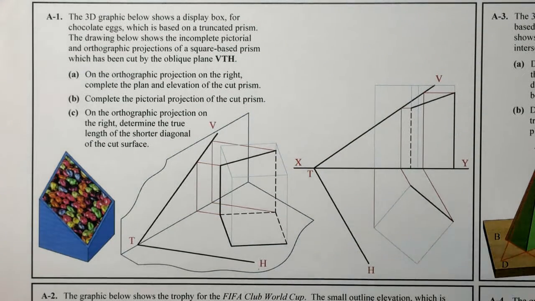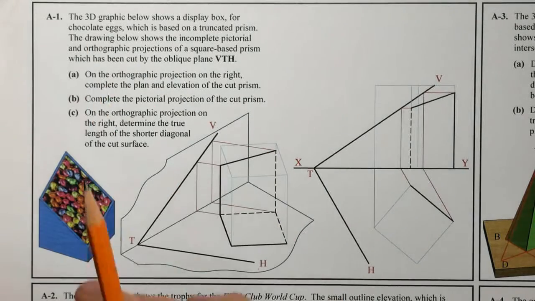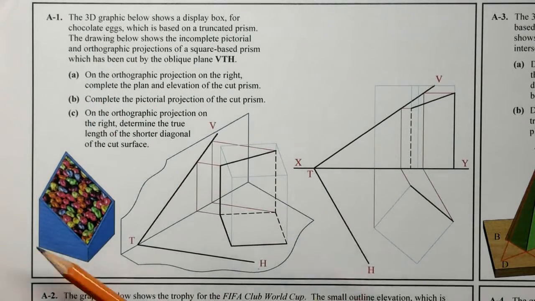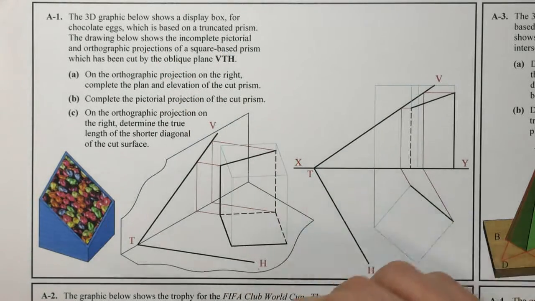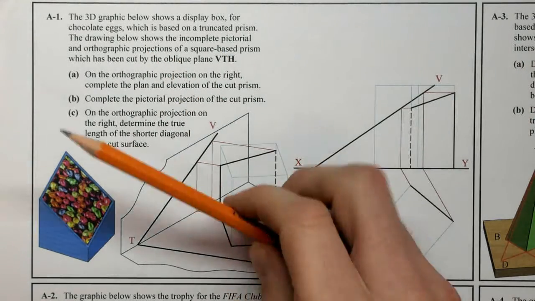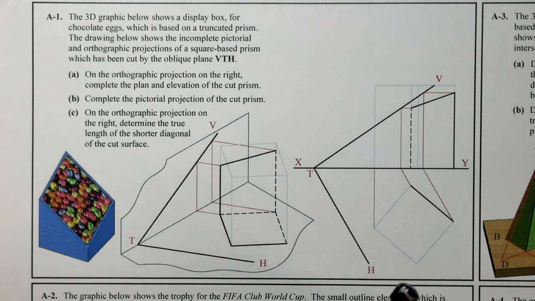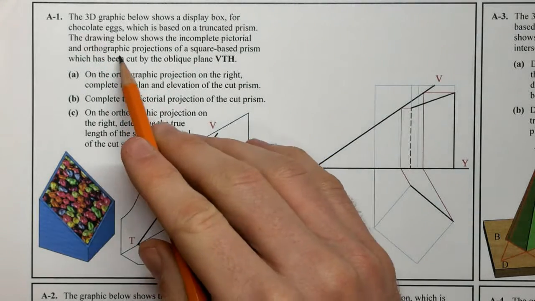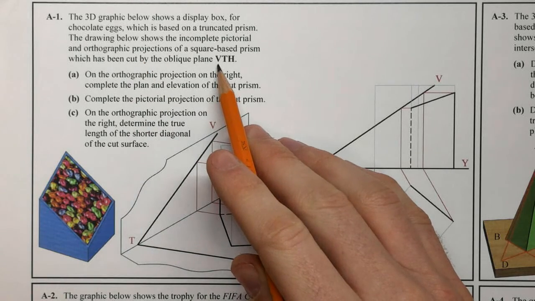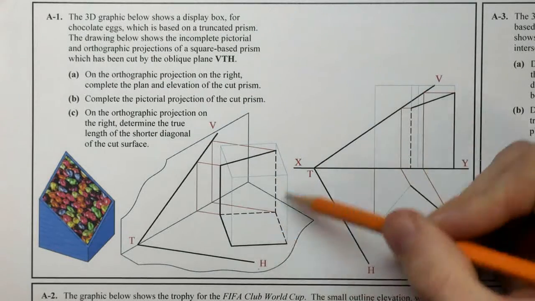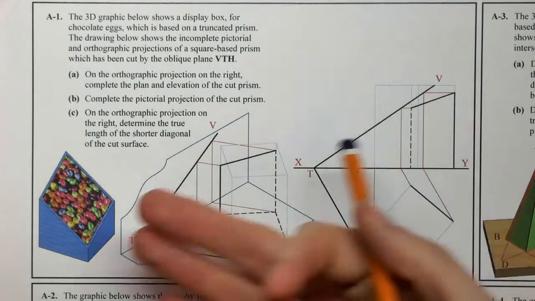So welcome to 2015 question A-1. The 3D graphic below shows a display box for chocolate eggs, which is based on a truncated prism, so a prism that's been cut. The drawing below shows the incomplete pictorial and orthographic projection of a square-based prism which has been cut by oblique plane VTH. So we have the partial projections there of our truncated prism, and VTH there which has cut it.